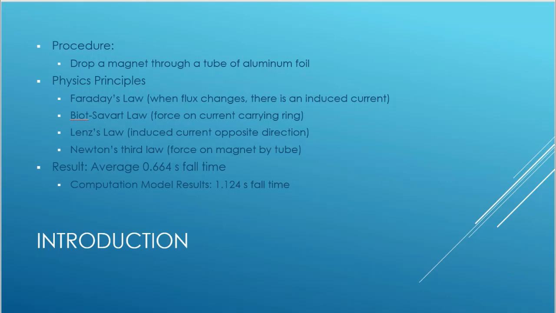All of these principles work together to show why the magnet takes longer to fall through the tube of aluminum foil than it does just to fall normally through air. The main result from this lab is that the average fall time experimentally is 0.664 seconds. However, the computational model produces a result of 1.124 seconds fall time.